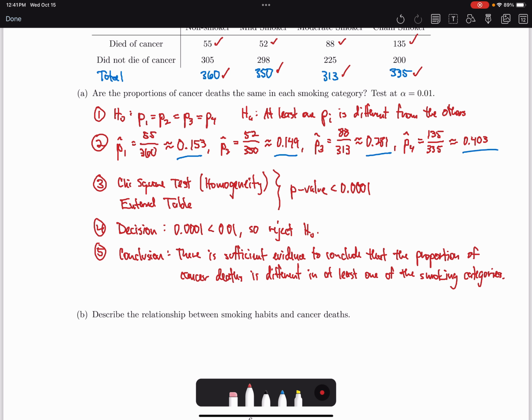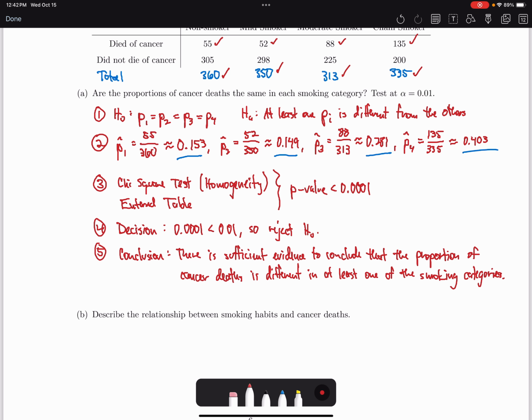Now, once again, we don't know which category is different, or maybe it's more than one. Like maybe all four of them are different from each other. We don't know. The test doesn't tell us. All the test tells us is that at least one of them is different from the rest. Okay. So now part B asks us to describe the relationship between smoking habits and cancer deaths. Now, if we had not rejected the null hypothesis, we would say there is no relationship between smoking habits and cancer deaths, right?